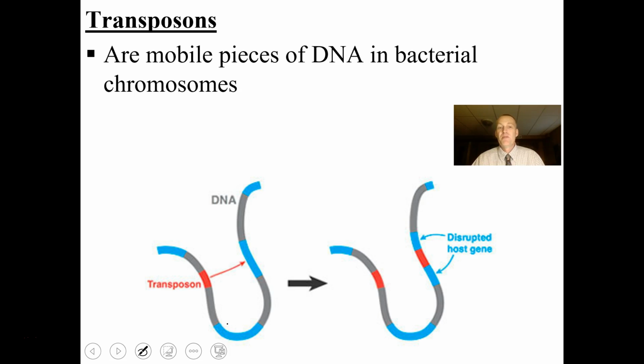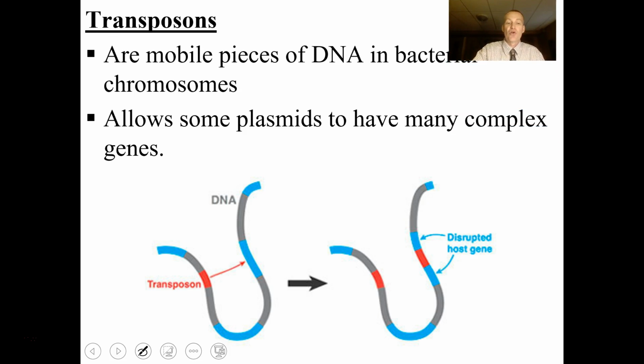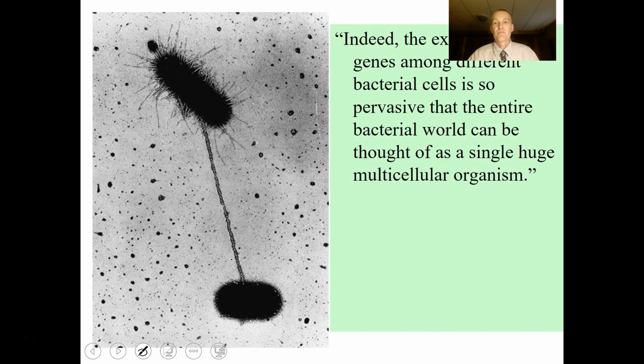Transposons are mobile pieces of DNA in bacterial chromosomes. These allow plasmids to have very complex genes, and I just wanted to show you that a transposon is a movable piece of DNA that can move from one place in the chromosome to another place, or from the chromosome to the plasmid, and so this is how some genes get into plasmids.